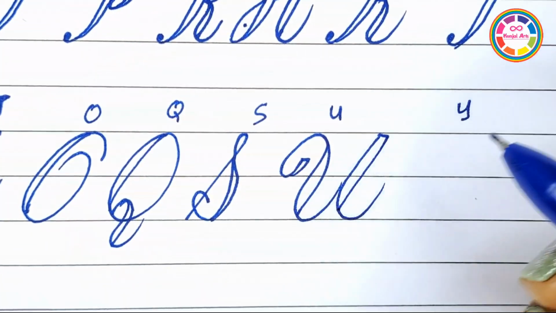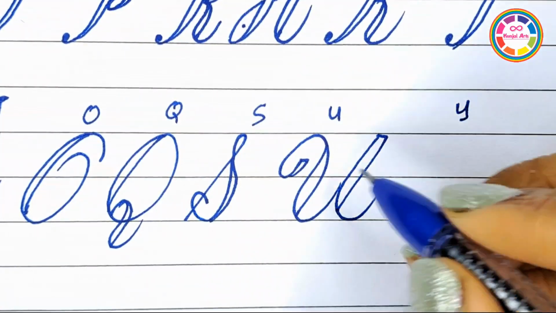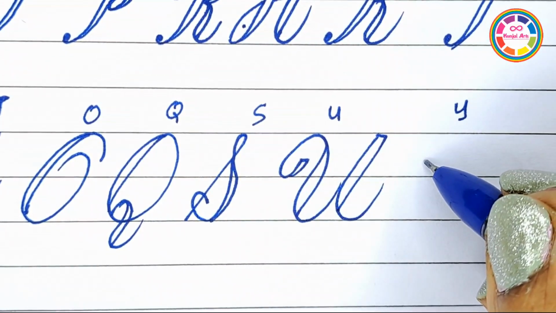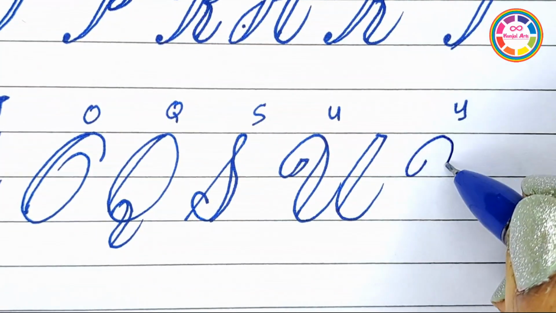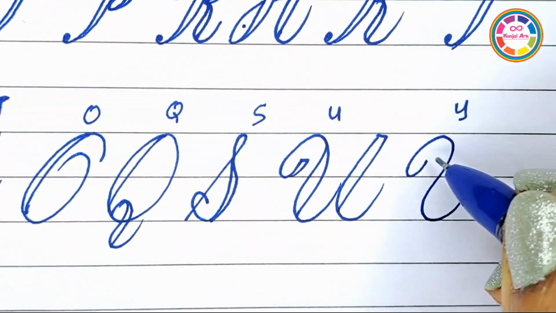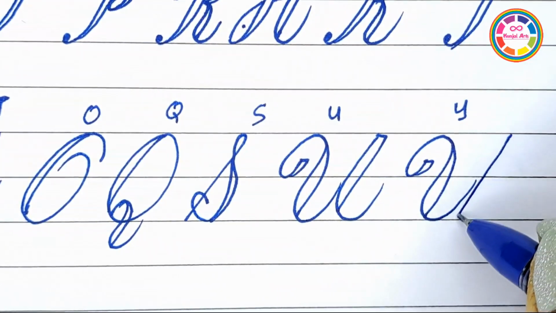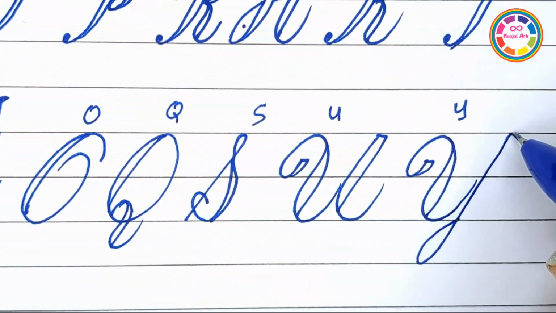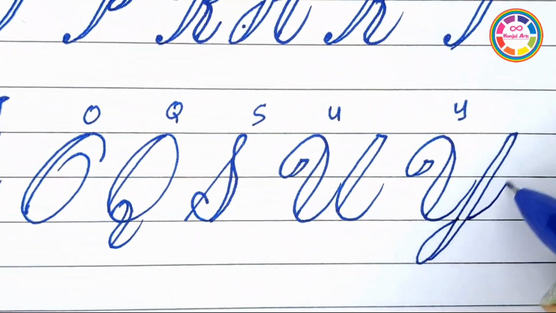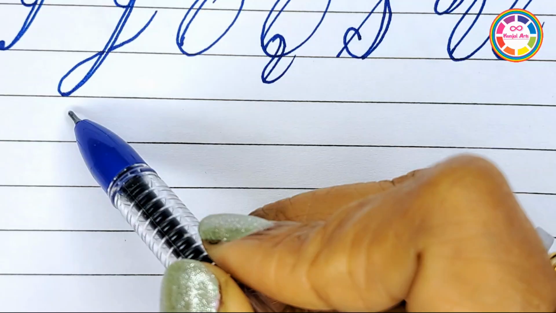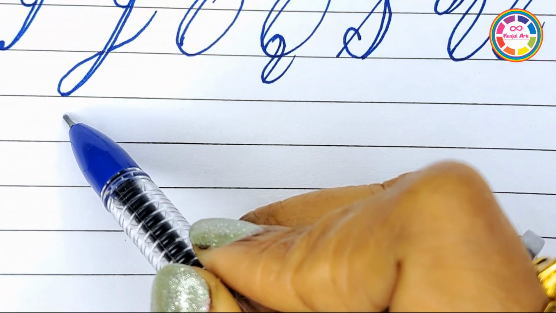So U. And then Y, same part in the Y as well. So this is descending loop going in 3 lines and then ending stroke. So this is Y.